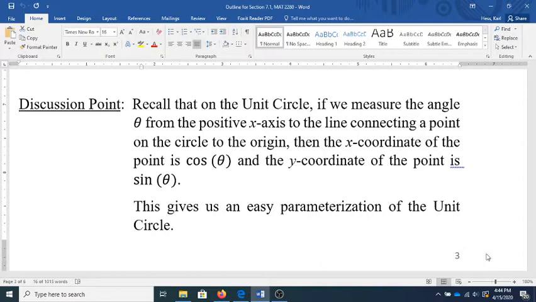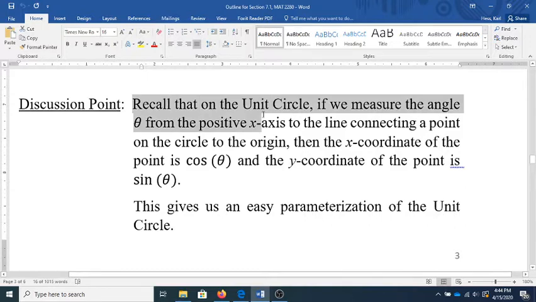However, there are some types of curves that aren't really functions. Their standard equations are not solved for y. Circles are a good example of that. So it might seem like it would be hard to parameterize circles, but actually we have something that's just right for this. So recall that on the unit circle, if we measure the angle theta from the positive x-axis to the line connecting a point on the circle to the origin.